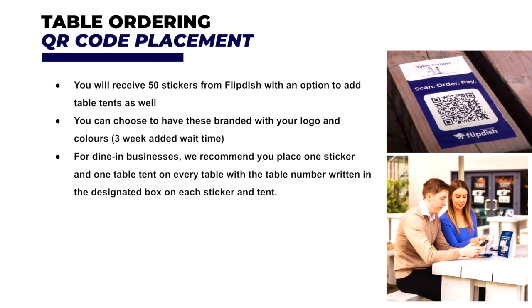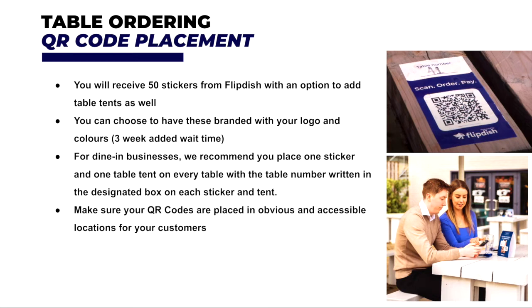For dine-in businesses, we recommend you place one sticker and one table tent on every table with the table number written in the designated box to avoid confusion. Make sure your QR codes are in an obvious and accessible location for your customers that makes it easy for them to scan with their phone.